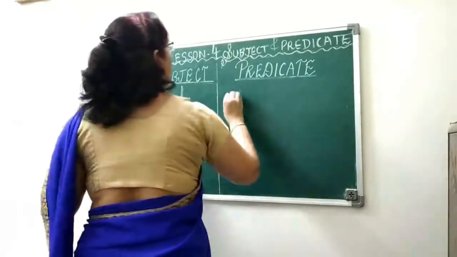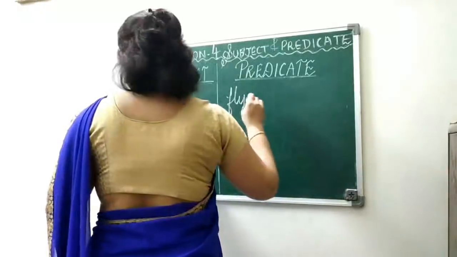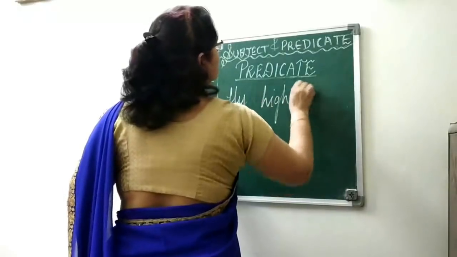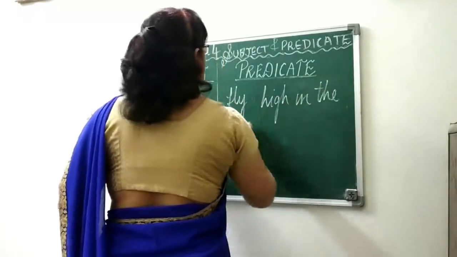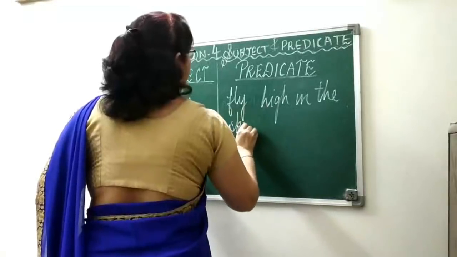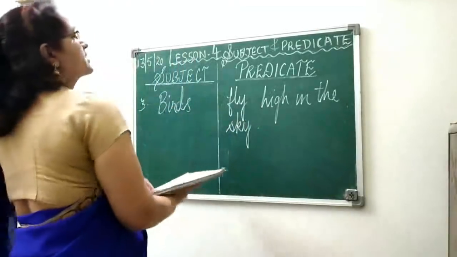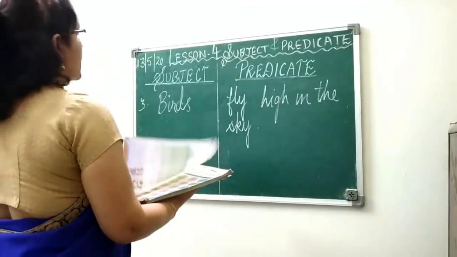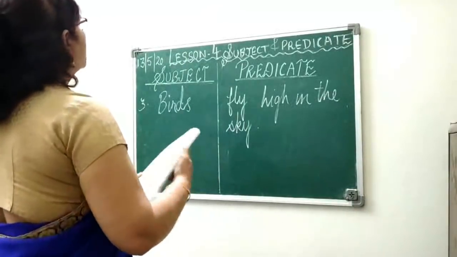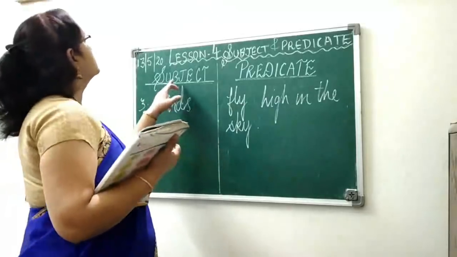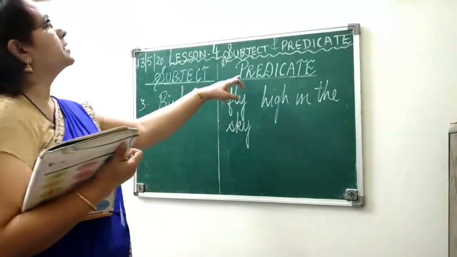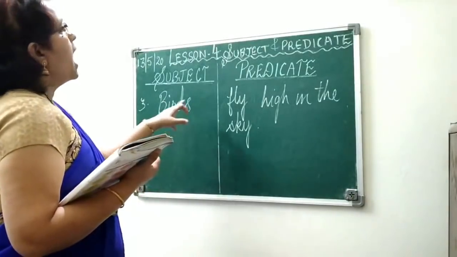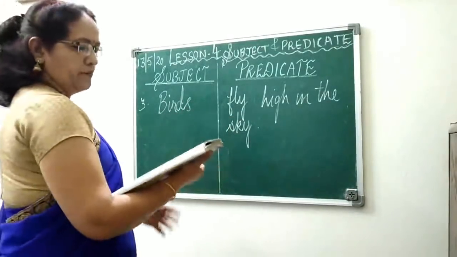And fly high in the sky is the predicate. Okay. You know the subject is also called naming part and predicate is also called doing part. So birds is a subject and fly high in the sky is a predicate.